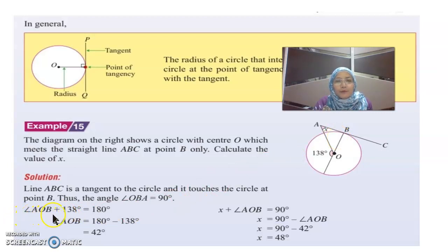Angle AOB, angle AOB here, plus 138 degrees will be equivalent to 180 degrees because they are on a straight line. Thus, angle AOB is 42 degrees.